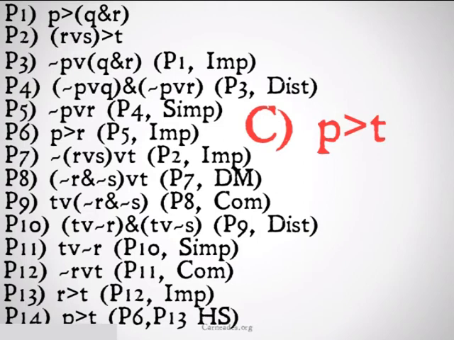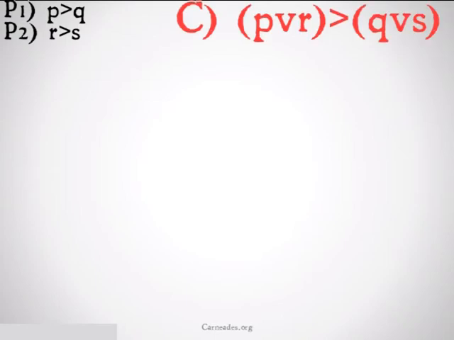There are skills to get there faster, but that's the best way to do it: trial and error. Now, let's move on to the final problem. This is a very hard problem. We have premise 1, P implies Q, and premise 2, R implies S. And we want to conclude P or R implies Q or S.